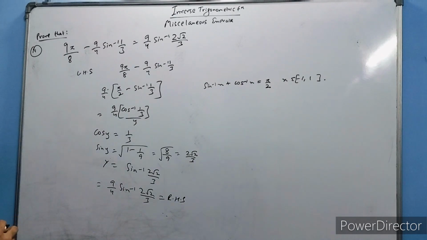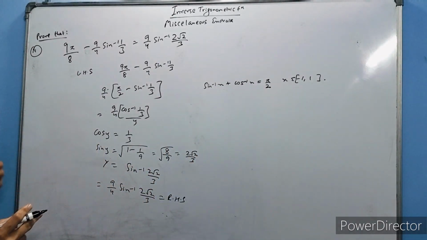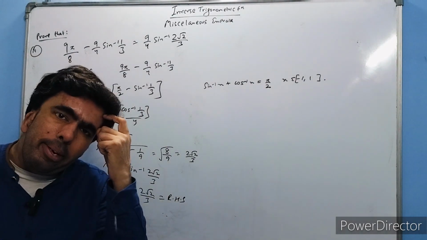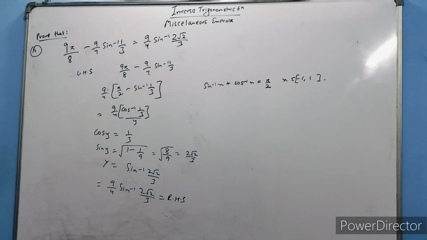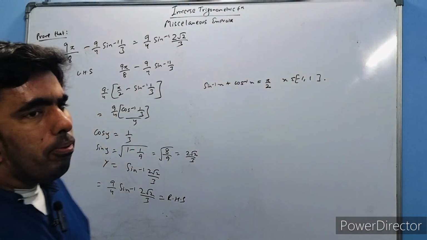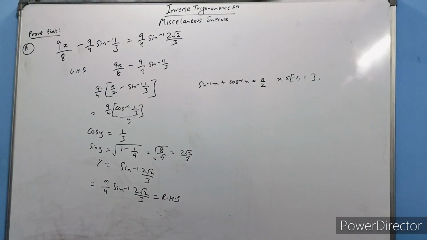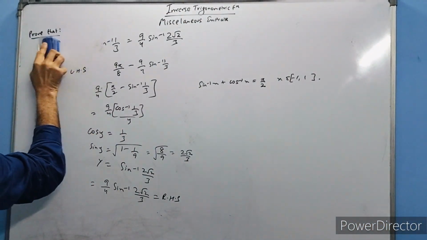So I have used this identity, sin square theta plus cos square theta is equal to 1. So in order to find sin, if cos is given, we'll take it to the RHS. So that is how we'll try to prove such kind of numericals. Now let us try to solve the next question we have, in a very simple way.